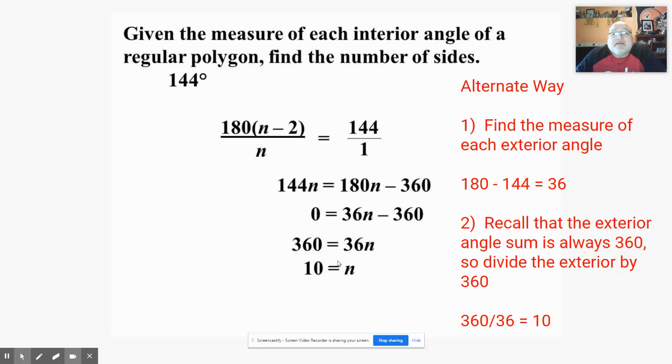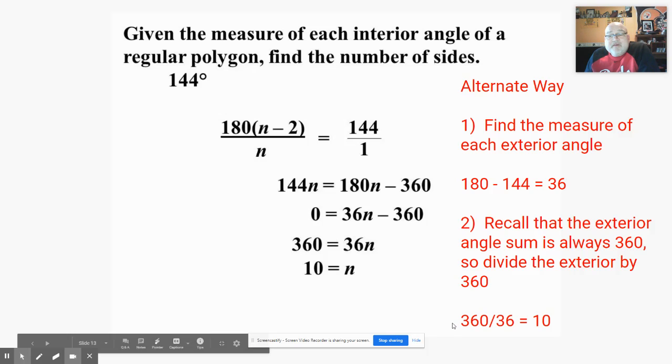There's an easier way, and that is this. If it's a regular polygon where all the interior angles are the same, every exterior angle is the same. So if the interior is 144, the exterior would be 36 because they're supplementary, because they form a linear pair. So we simply take 360 divided by 36, and we end up with 10.